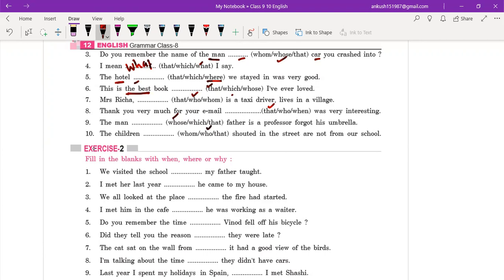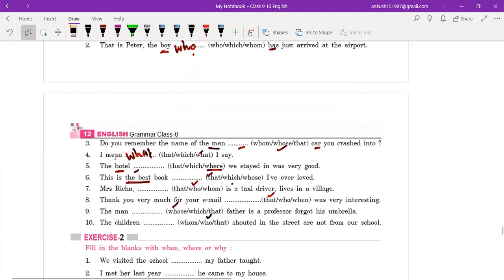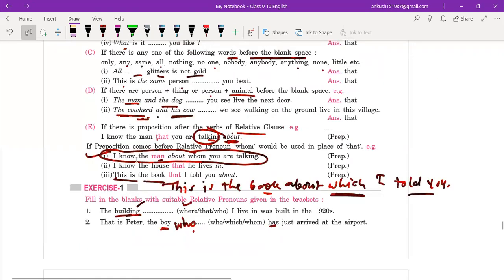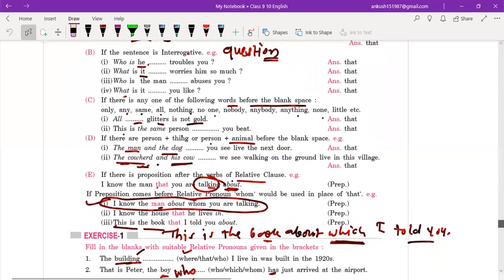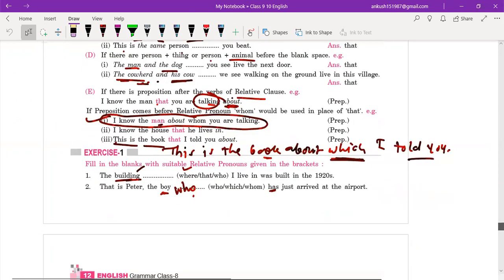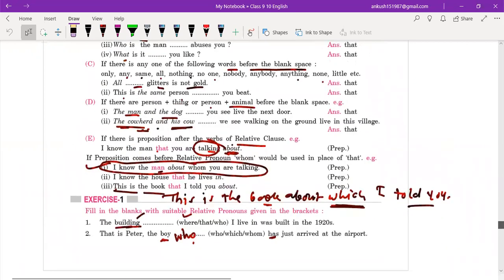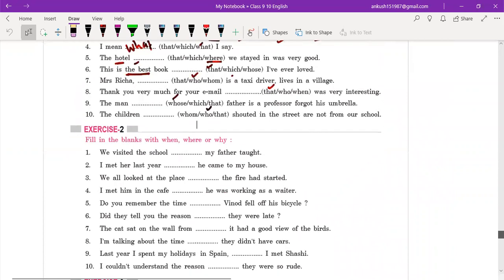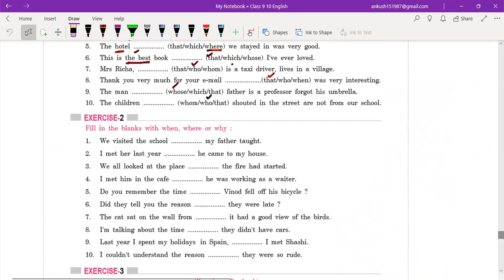But is it correct to use "who"? Yes, sir. Person plus verb, sir. It is correct to use "who," sir. Shouting, no, sir, it is a verb. Very good. So the children who shouted in the street are not from our school.